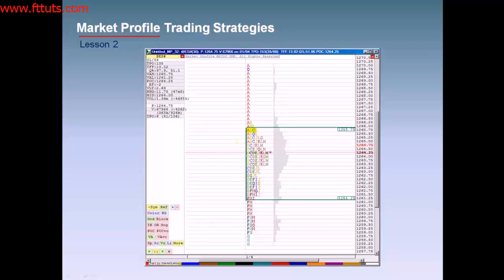Right here is the value area as defined by the profile between these two green lines. This value area represents 70% of the activity that occurred during that session. And this chart is fairly recent. This is the activity that occurred on January 4th of this year.